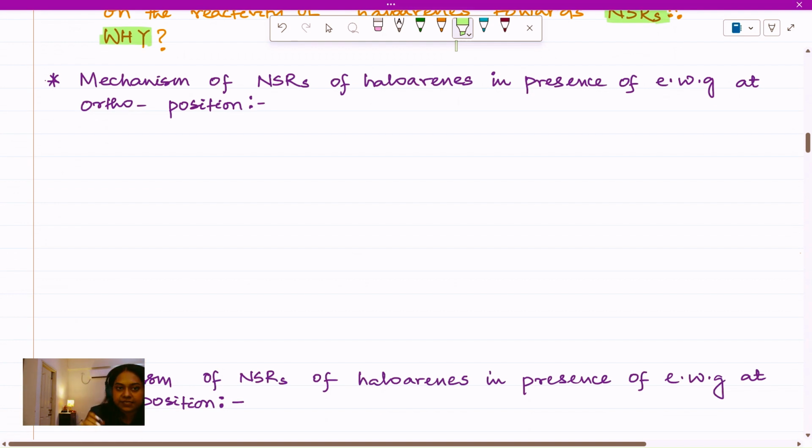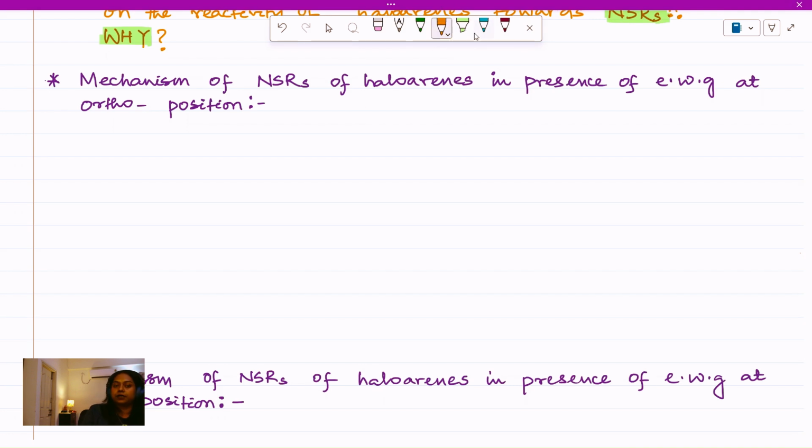Okay, so let's look at how the mechanism will look for an electron withdrawing group at the ortho position. The electron withdrawing group we are taking is the nitro group. So if I start with our chlorobenzene here, we have chlorine, and chlorobenzene or any halobenzene will have three pairs of electrons, or three lone pairs of electrons, right?